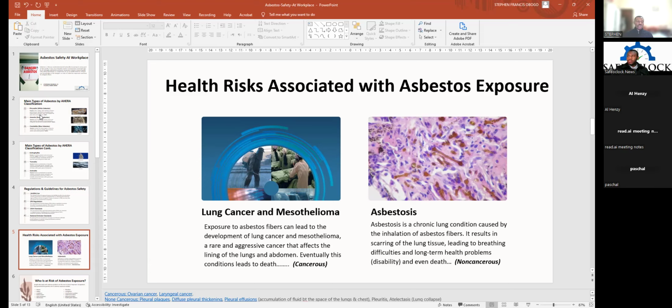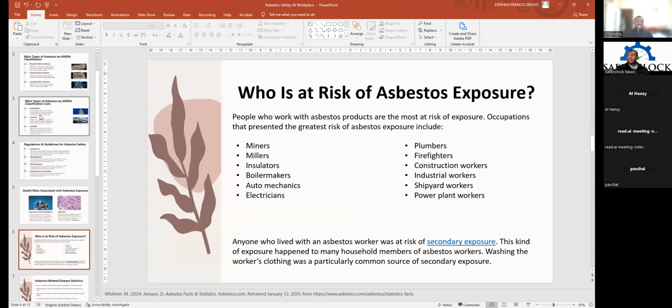So going forward, I will say there are groups or categories of workers who are at high risk of exposure. Those are miners, people who work in the mining industry, especially when you mine such material, those who work in the mill industry where they do a lot of milling work, insulators, boiler makers, auto mechanics, electricians, plumbers, firefighters, construction workers, industrial workers, shipyard workers, power plant workers.